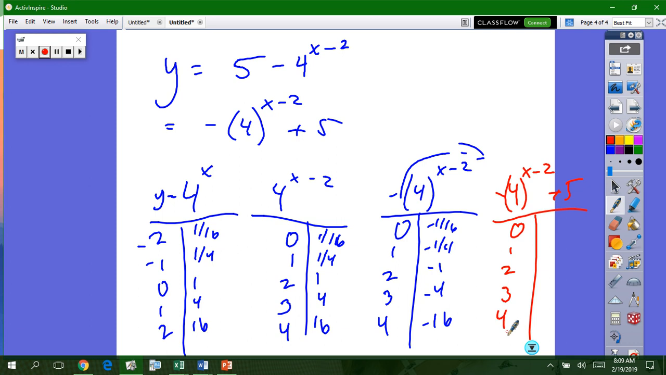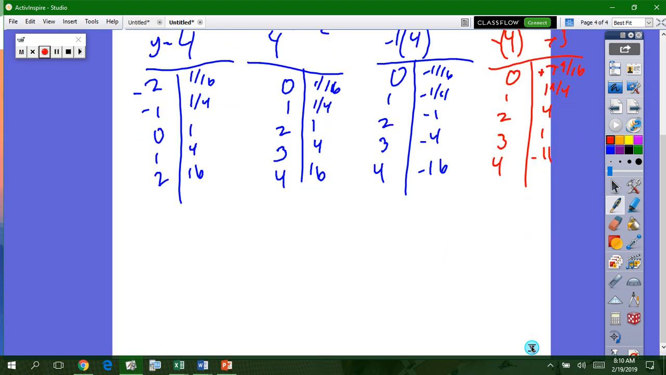So that is -79/16, plus 5, which is 79/16. That's right below 5, so 80/16 is 5. This is 19/4. This is 4. This is 1. This is -11. Then all I have to do is plot those points.